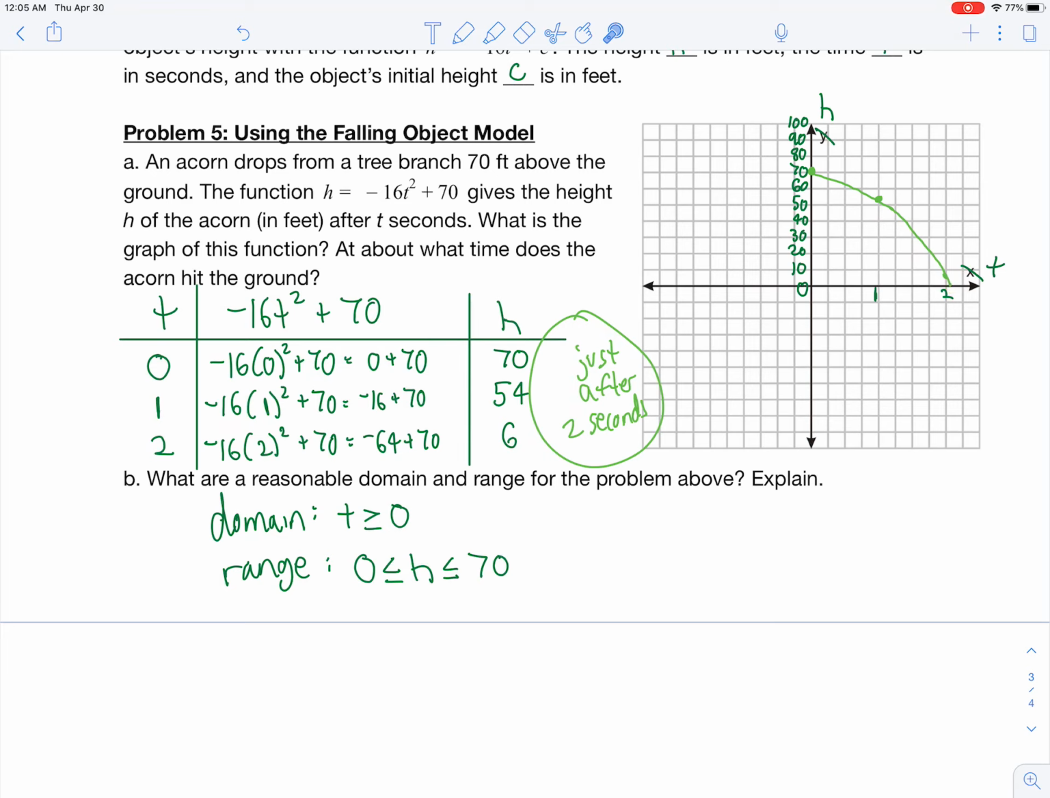If we're also answering domain and range, now we're just using t for x instead. We can't use negative time, so I just said that time has to be at least 0. And in terms of our range, we actually have a couple limits. For our height, our highest height was 70. That's where we started on the branch. And the lowest height, of course, is when it hits the ground, because I can't go underground with that acorn, I can't go negative. So for our range, the lowest is 0, the highest is 70, and our height is going to fall somewhere in between the two.